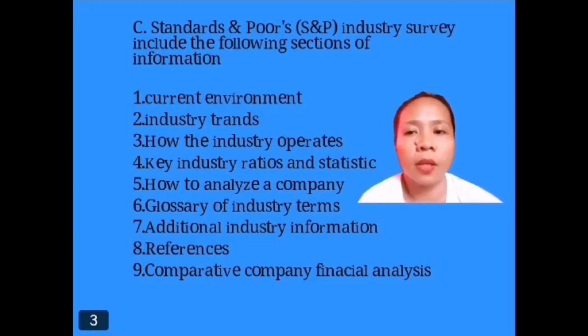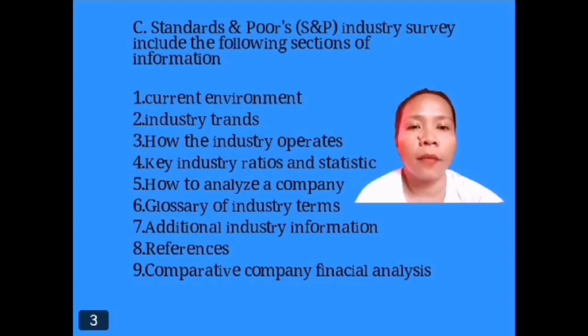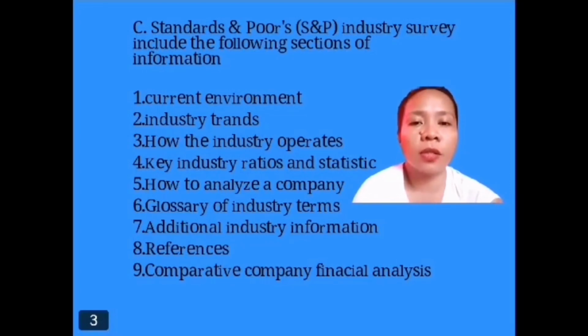Number three is Standard and Poor's, or S&P. Industry surveys include the following sections of information. So in Standard and Poor's, they have nine sections. Number one is current environment. Number two, industry trends. Number three, how the industry operates. Number four, key industry ratios and statistics.